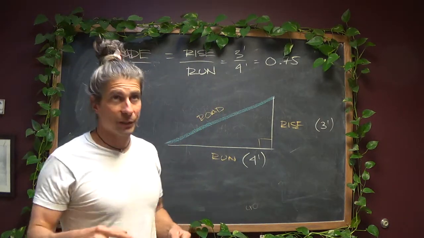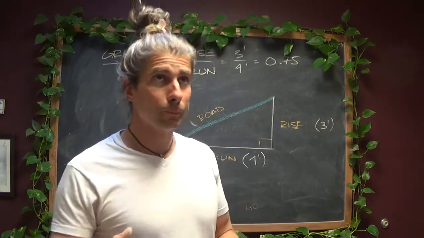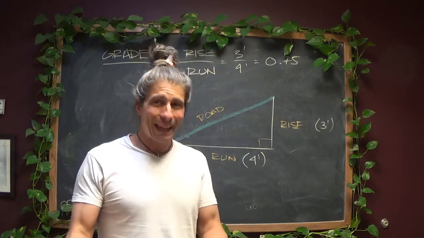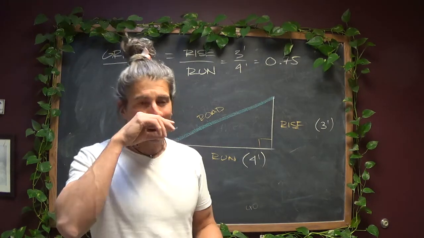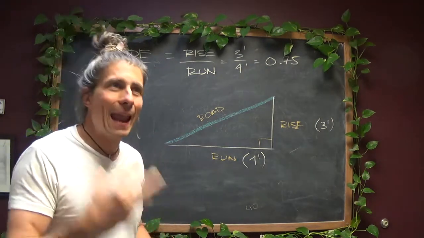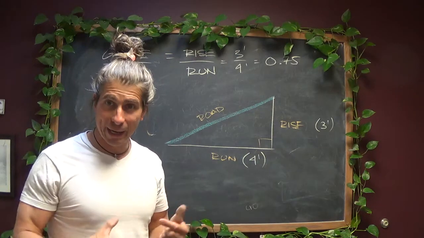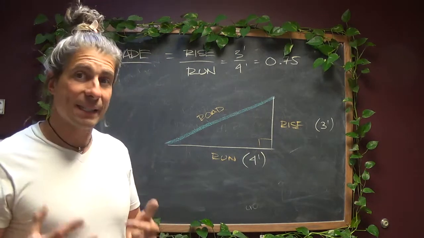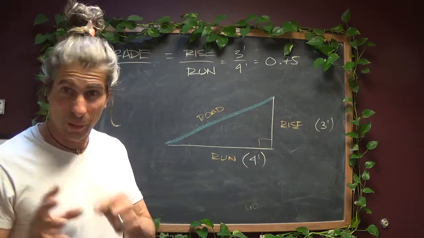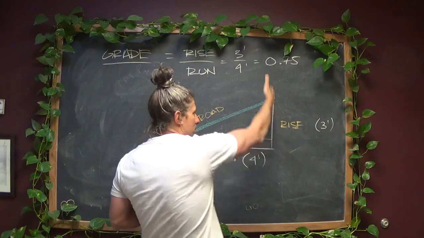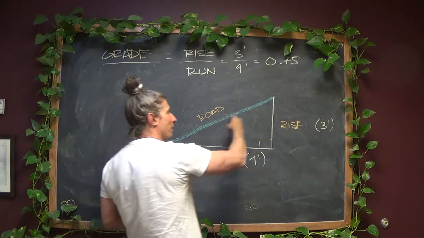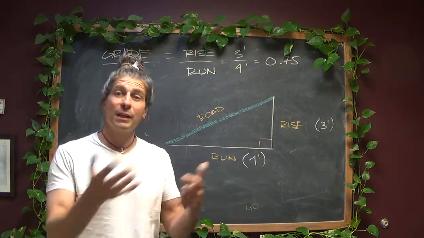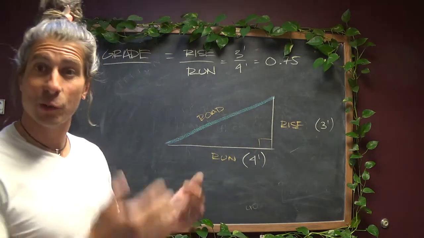So very often when you use tracking apps, for example, and they give you your elevations, you can't directly calculate the grades from the distances they give you. Because what they give you very often is your elevation change. But then they also give you the distance that you traveled. Now the distance that you traveled is the road. It's not the run, it's the road.